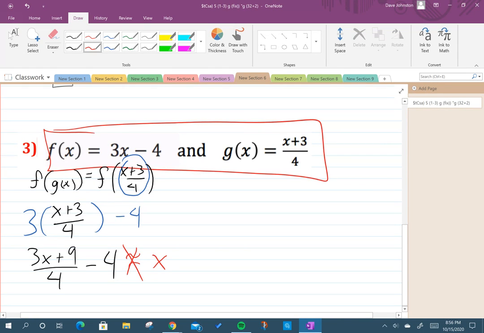And guess what? That's it. That's how you prove two functions are inverses of each other.